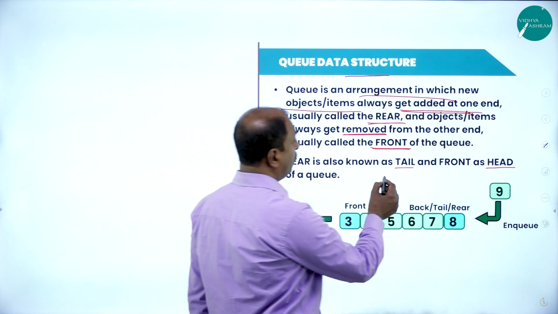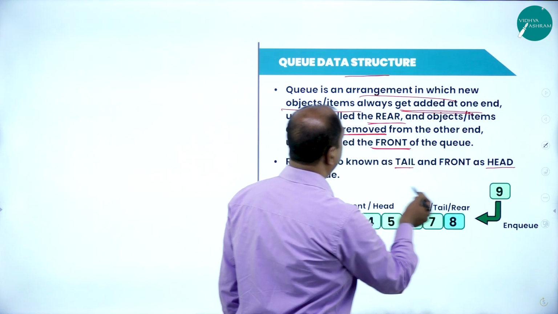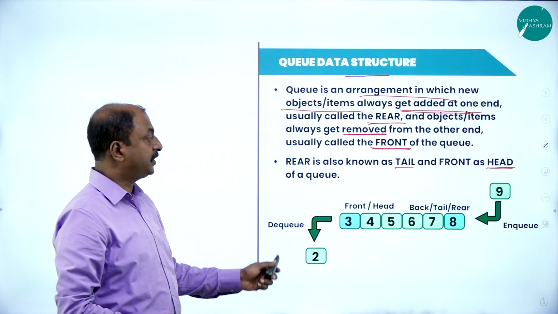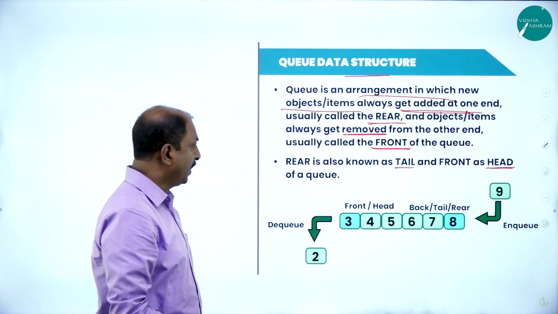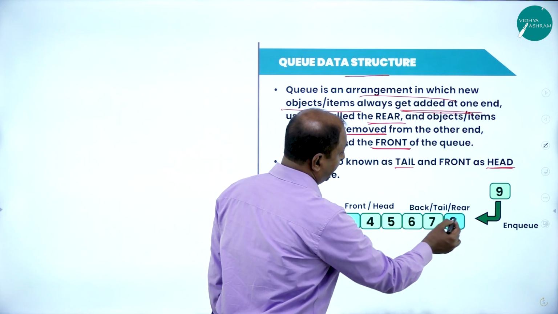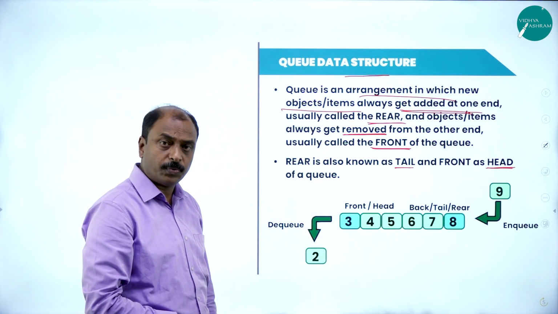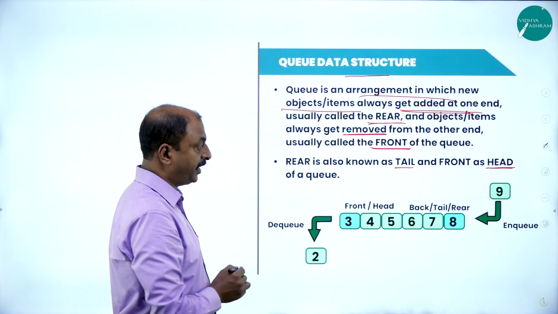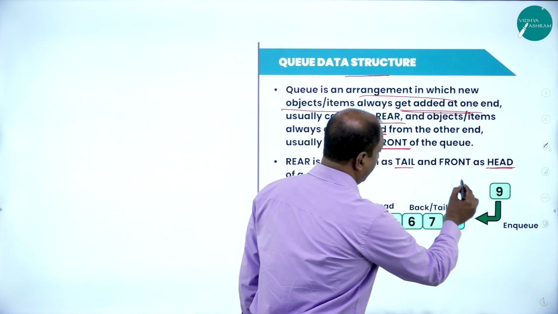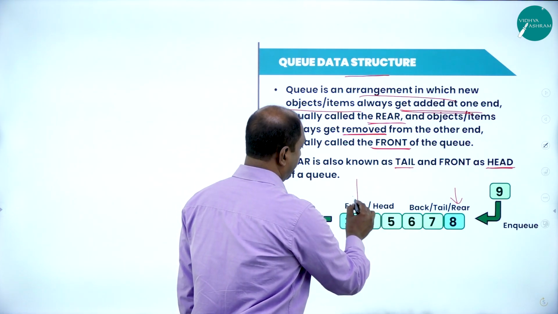So another name of rear is tail and another name of front is head. Now look at the example here. See, this is how we represent a queue in the list. If you observe this, these are the elements 3, 4, 5, 6, 7, 8 of a queue, or elements in a data structure queue. Here this is called a rear pointer and this is the front pointer.